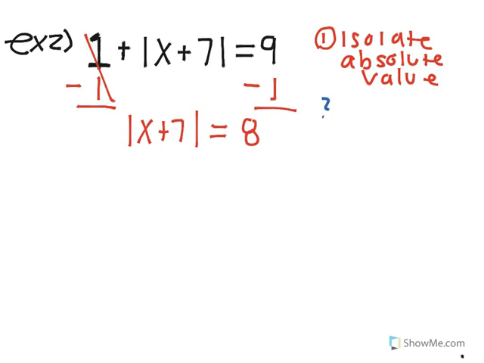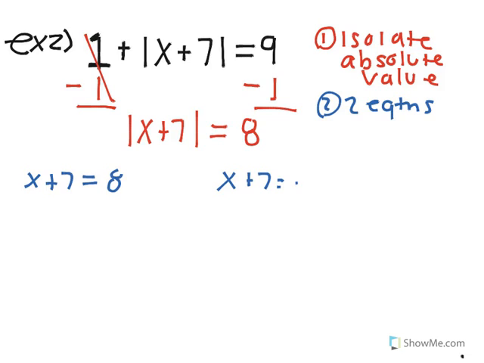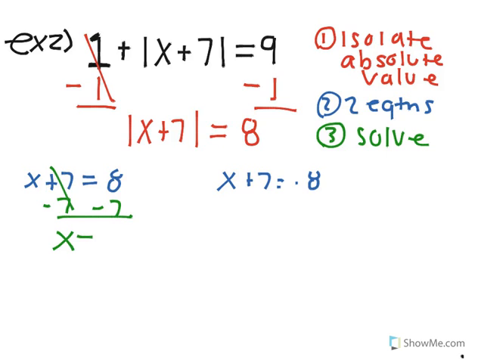We're going to make our two equations. So, one with positive, one with negative. Step 3 is to solve. Minus 7, those will cancel. X equal to 1, minus 7, minus 7, those will cancel. X is equal to negative 15.